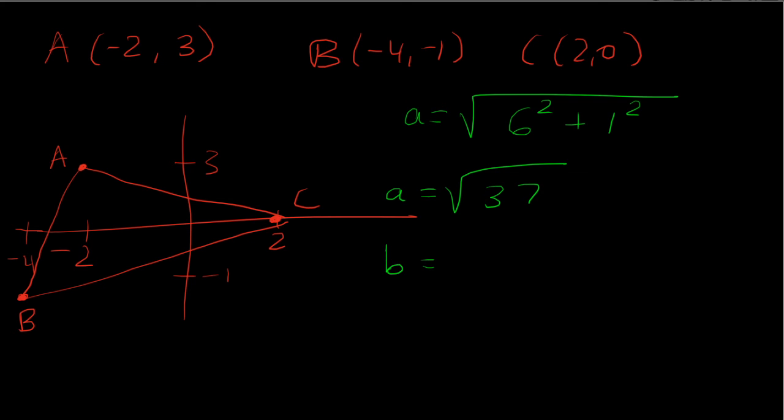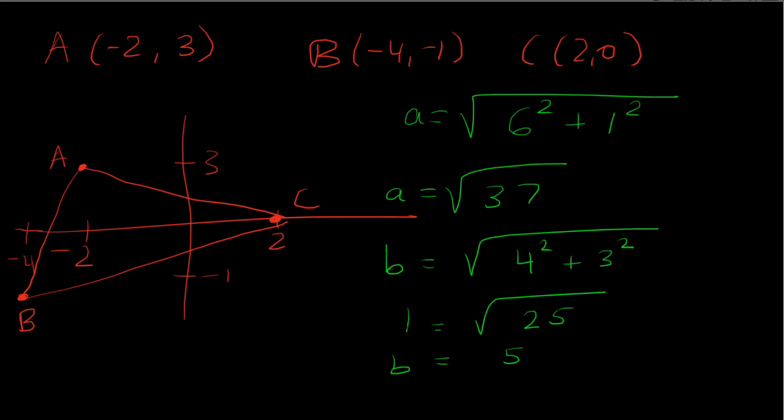B is the distance between A and C. So A goes from -2 to 2. That's a change in 4. And then the y goes from 3 to 0. That's a change in 3. Technically -3, but I don't really care that it's negative. And if I add this up, I get root 25, which is 5. Okay. So let me plug that in now. A is root 37. B is 5.